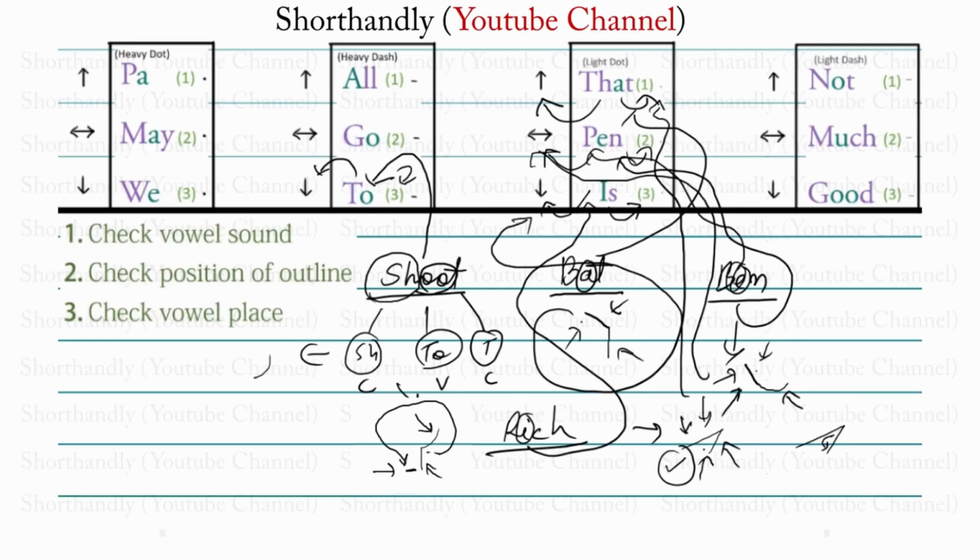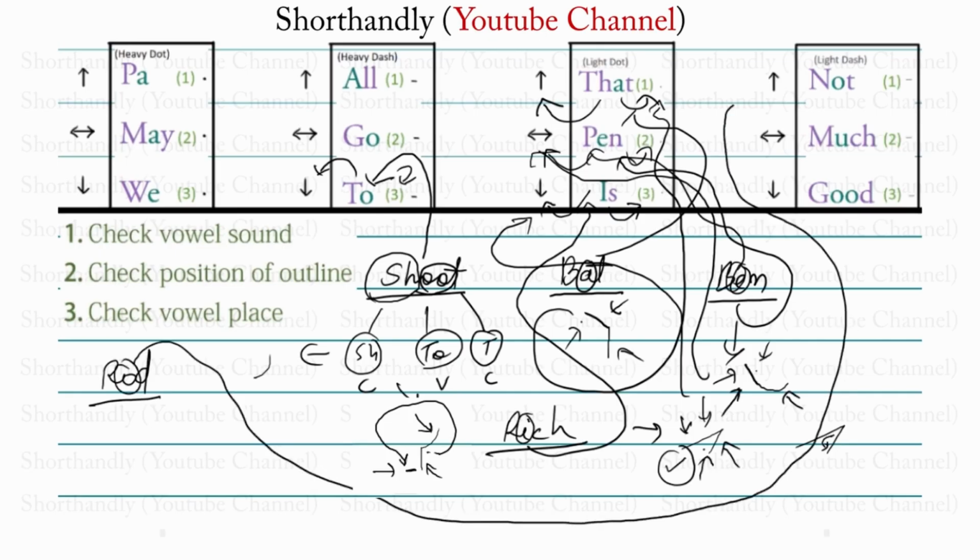Let's take another example, a word called rod. So let's pronounce it, it goes like rod. So the first vowel sound is aw, aw as in not, and it says above the line, the position of the outline will be above the line, and the vowel will be on the first place. So now let's make this word rod like this.